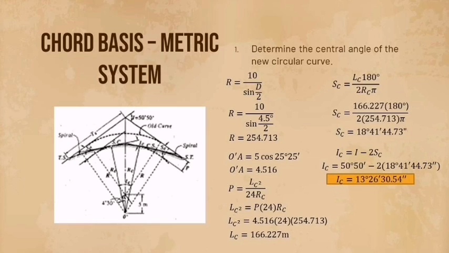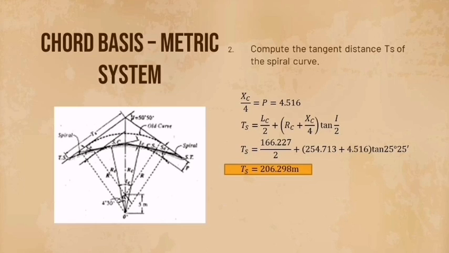So for the IC you will be minusing the I or the angle of intersection minus 2 and SC. So substitute again the value. It will be IC is equals to 50 degree 51 minutes minus 2 by 18 degree 41 minutes 44.73 seconds. And after computing that, you will get the answer of IC is equals to 13 degree 26 minutes 30.54 seconds.